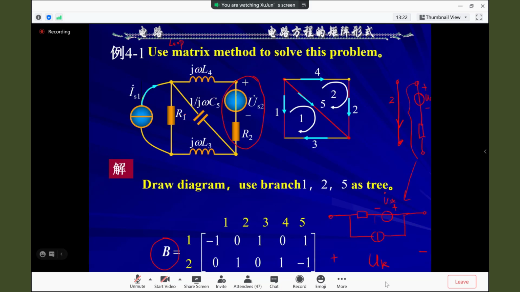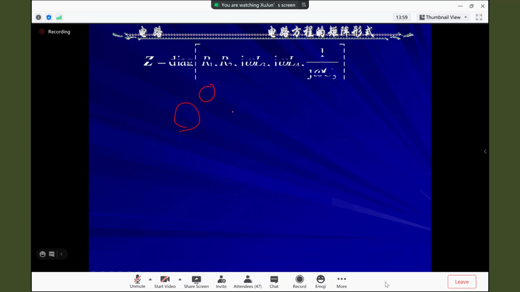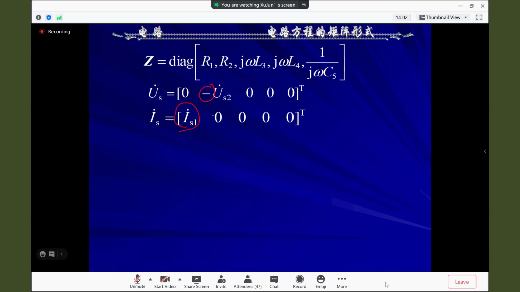Let's go back. For the IS, we can find the branch goes from up to down, but the IS goes from down to up. According to our definition, the branch counts from left to right, and the current source from right to left is positive. So this branch direction is the same as the definition. So this current source is positive, but this voltage source is negative. This is the reason why it's negative and positive. Pay attention to this problem.